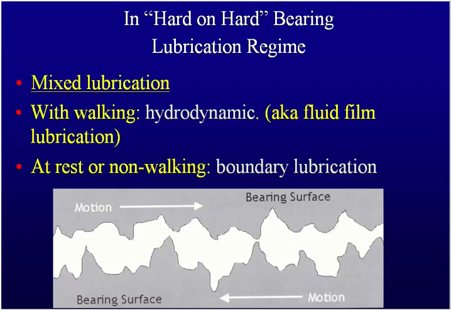So when you have a rough surface such as metal and polyethylene, it is always boundary lubrication. But with these smooth hard-on-hard bearings, you can get hydrodynamic, i.e. fluid film lubrication. Okay.